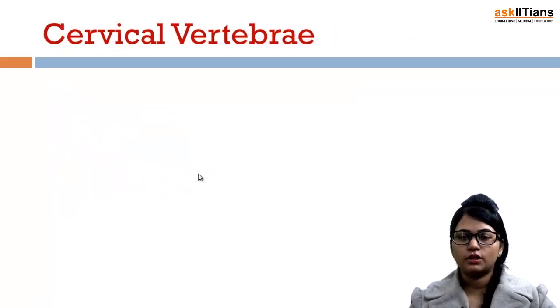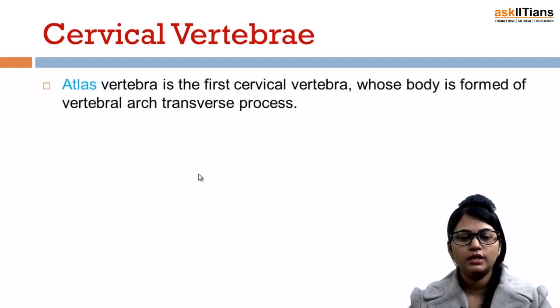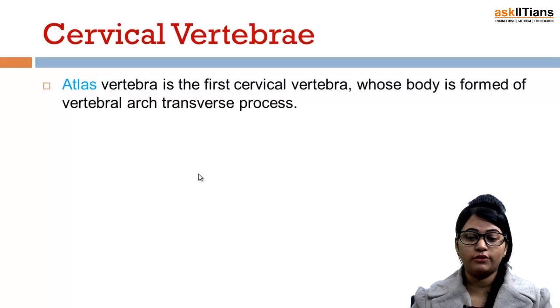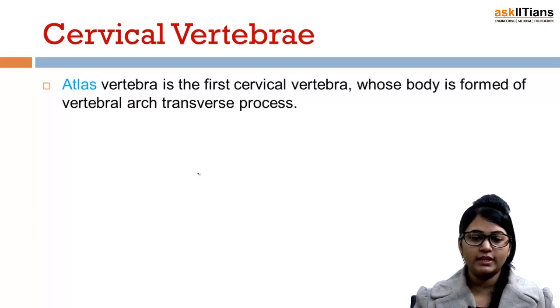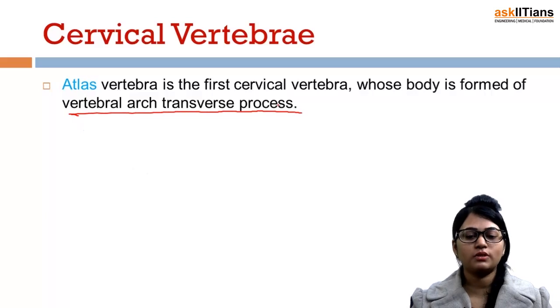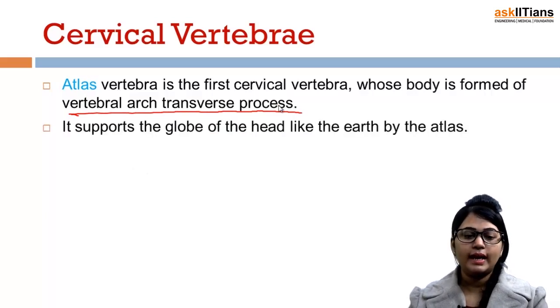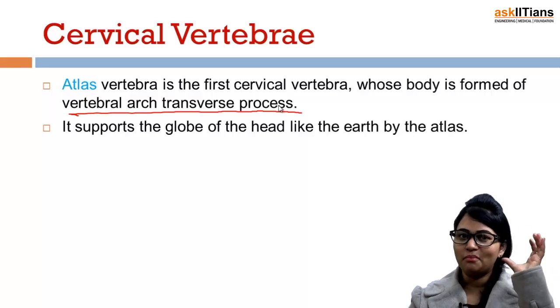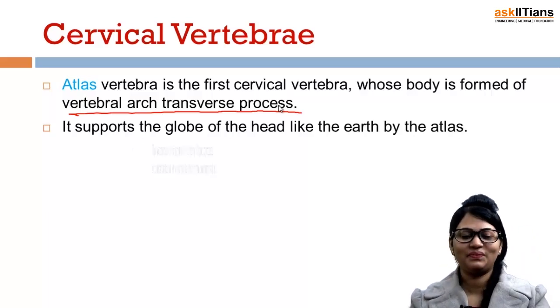First, the cervical vertebrae. It's also known as the cervical spine. The atlas vertebra is the first cervical vertebra, whose body is formed of vertebral arch and transverse process. It supports the globe of the head, like the earth is supported by the atlas.